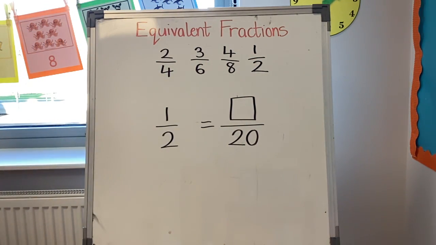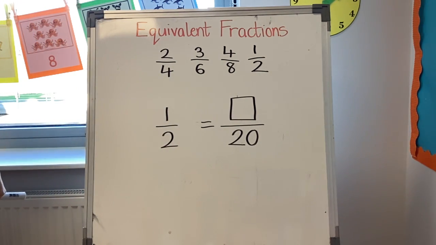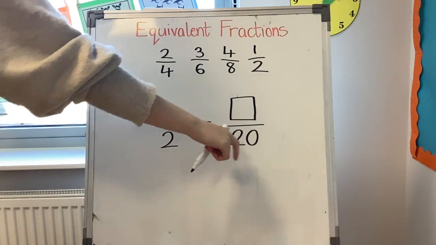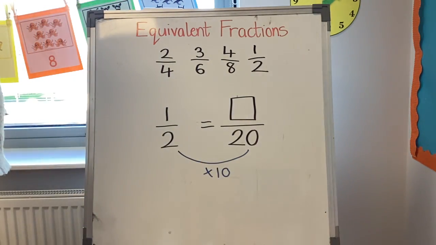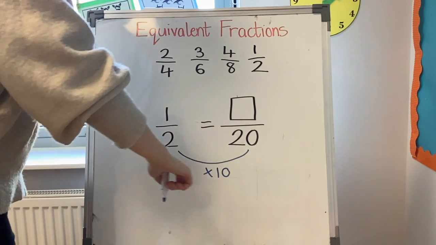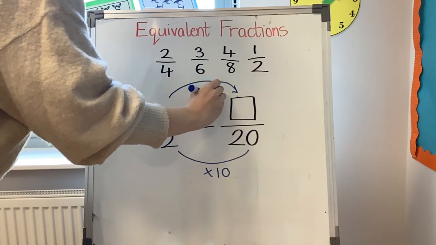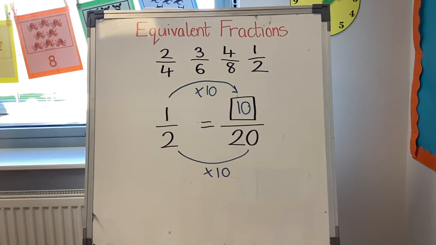So the children might come across problems in their books that look like this, where we have to convert 1/2 into an equivalent fraction over here. So to make fractions equivalent, we can multiply or divide the numerator and denominator by the same number. So in this example, I can see here 2 goes to 20. And I know that 2 multiplied by 10 gives me 20. So if I multiply the denominators by 10, I can do the same to the numerators on top. Multiply it by 10. So 1 multiplied by 10 is 10. The answer is 10/20ths.